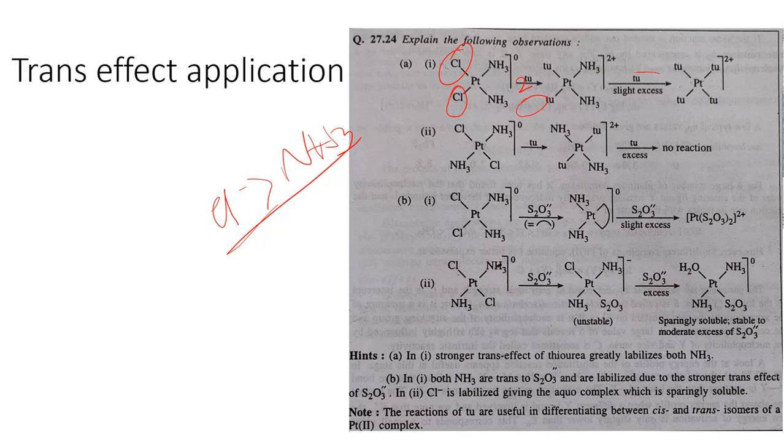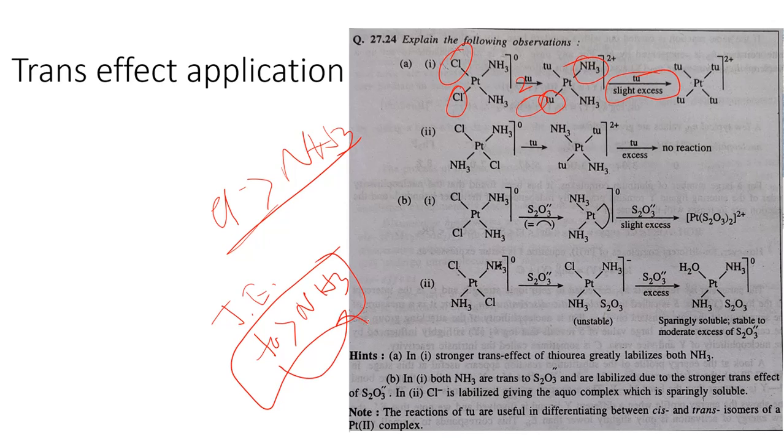Now when thiourea is used again, what is happening? When we use thiourea again, the trans effect of thiourea is more than ammonia, right? Now this thiourea can replace this ammonia. Therefore all ammonia positions will be occupied by thiourea.